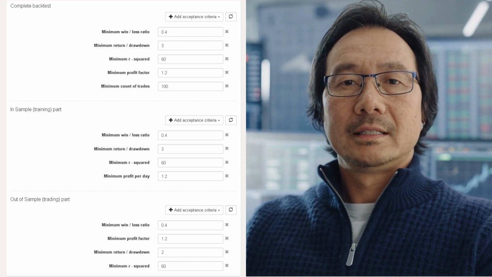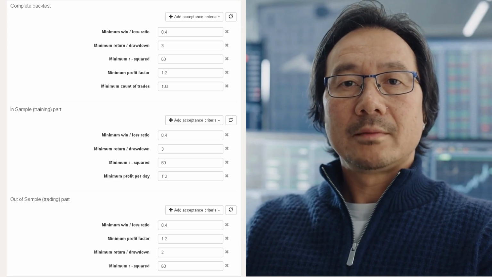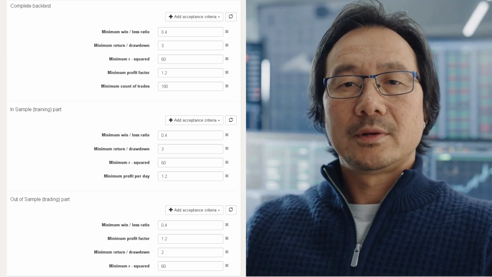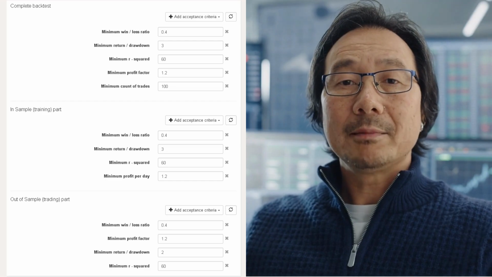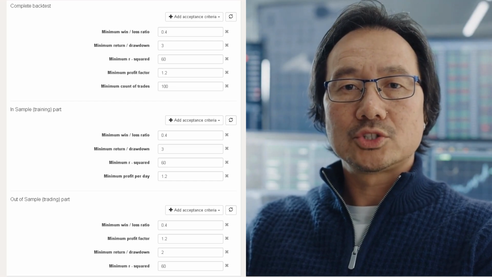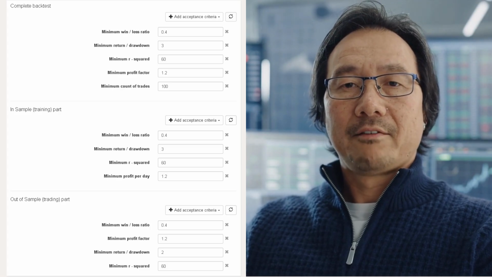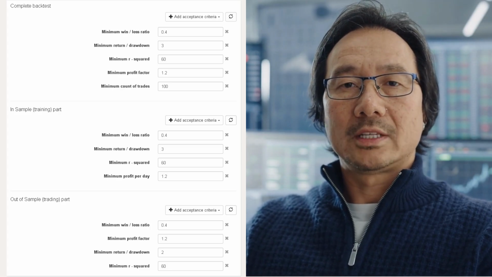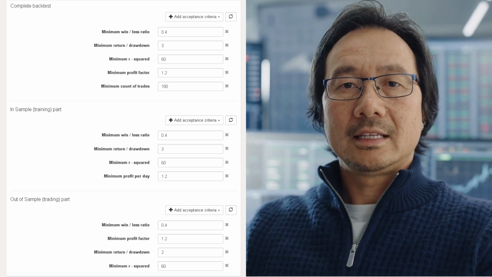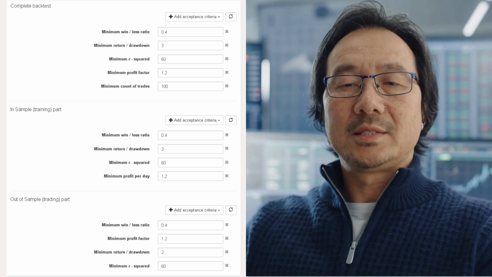Win-loss ratio 0.4 plus. I'm okay with more losers than winners, but not a total bloodbath. Anything below 0.4 is usually too skewed and fragile. Return drawdown 3 plus. For every unit of drawdown, I want at least 3 units of return. It doesn't have to be perfect, but it needs to be worth the risk.